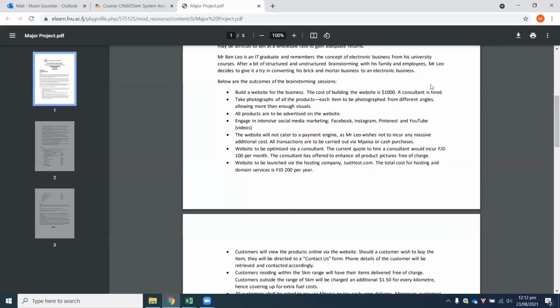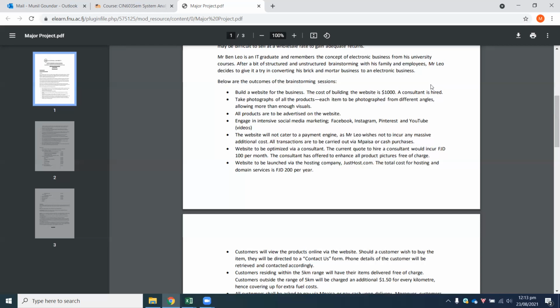Okay, the current quote to hire a consultant would be Fijian $100 per month. So $100 per month to hire a consultant for optimization of the website. The consultant has offered to enhance all product pictures free of charge. So there are some freebies coming in as well. The consultant has agreed to enhance all the pictures, so that's better for the organization.